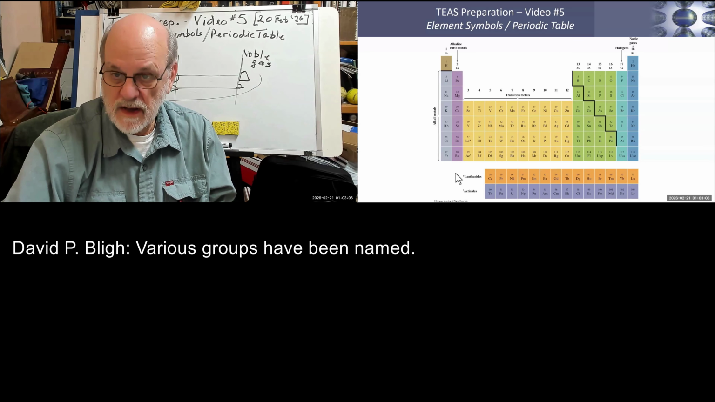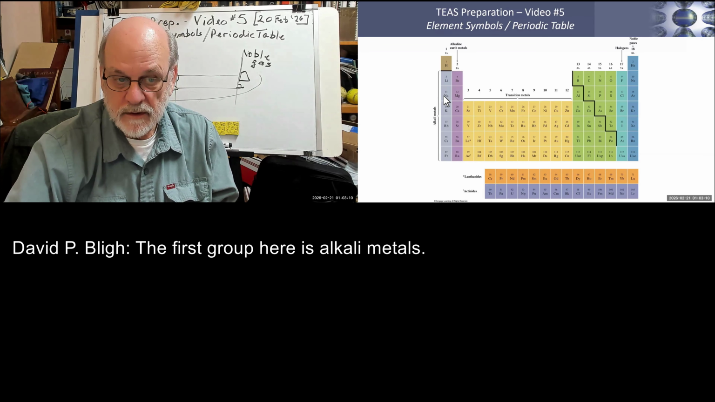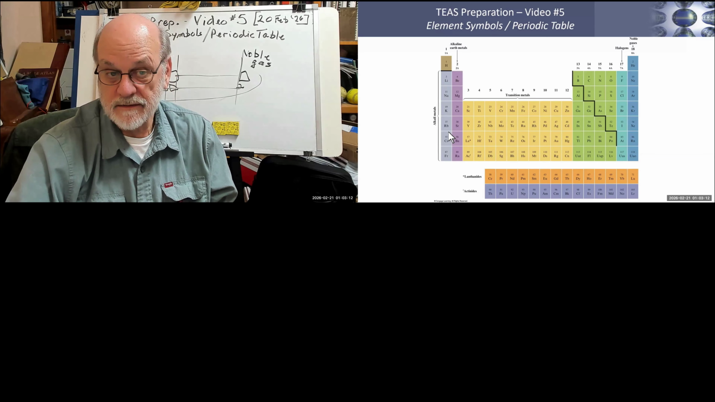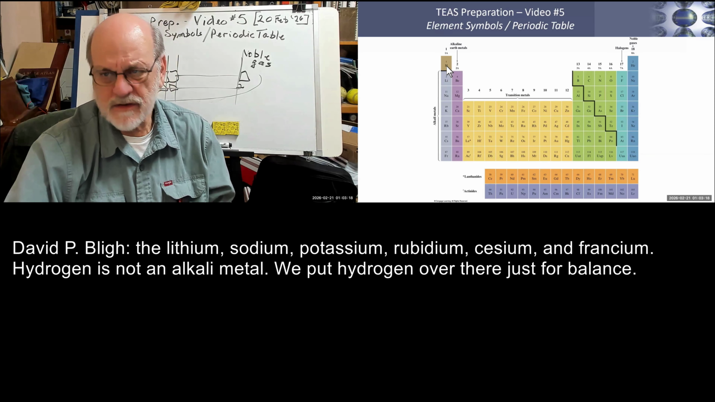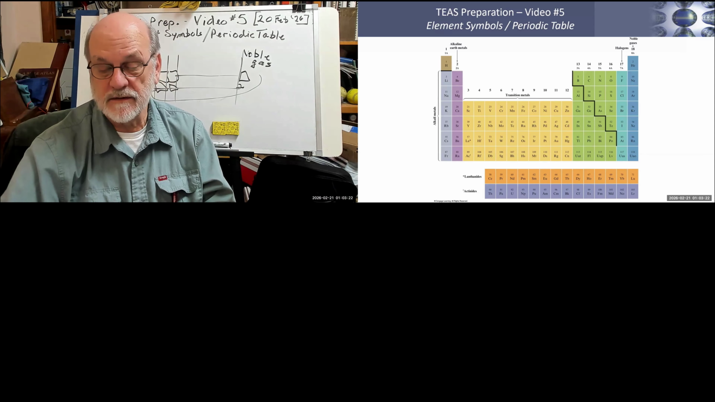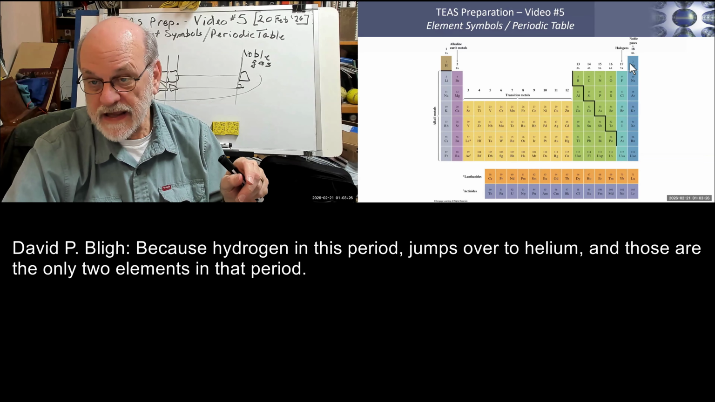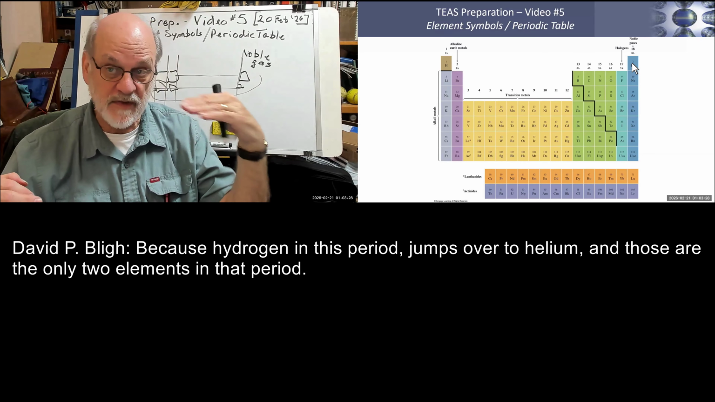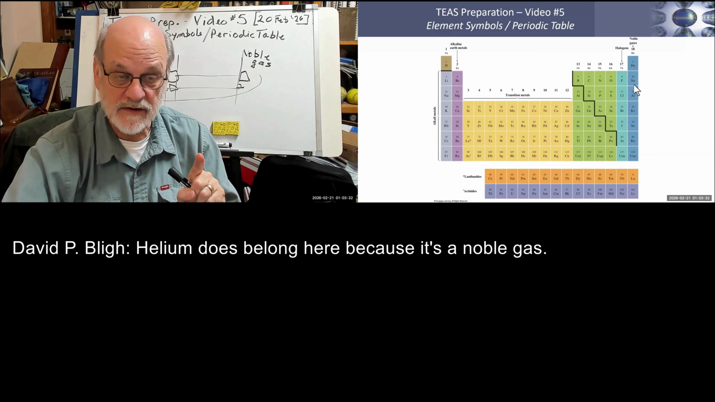Various groups have been named. The first group here is alkali metals: lithium, sodium, potassium, rubidium, cesium, and francium. Hydrogen is not an alkali metal. We put hydrogen over there just for balance, because hydrogen in this period jumps over to helium, and those are the only two elements in that period. Helium does belong here because it's a noble gas.